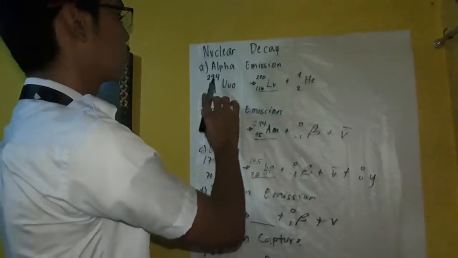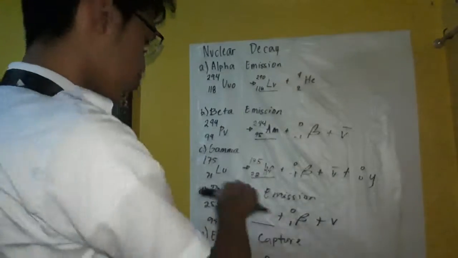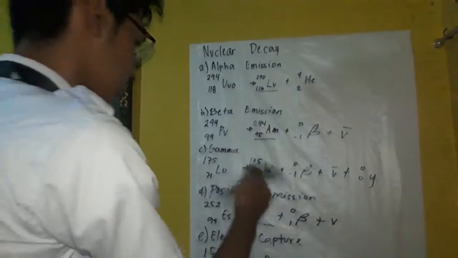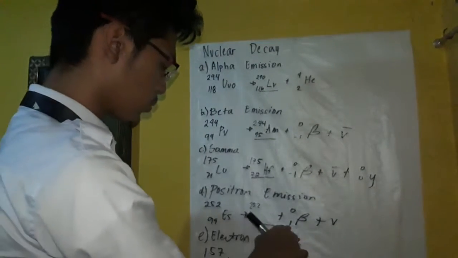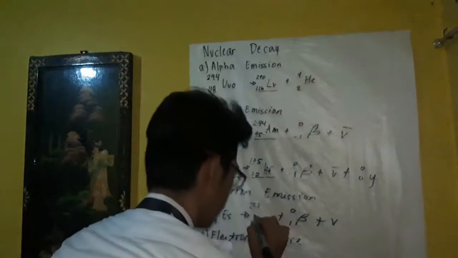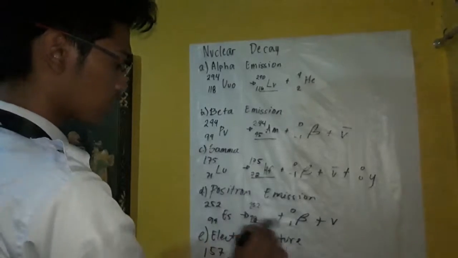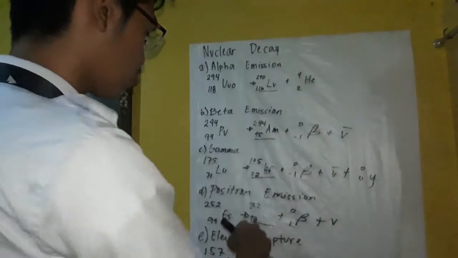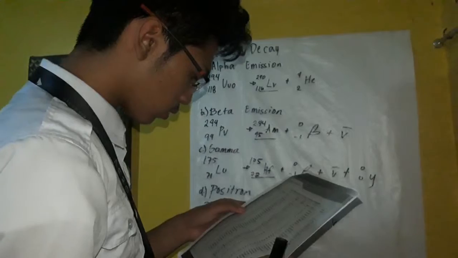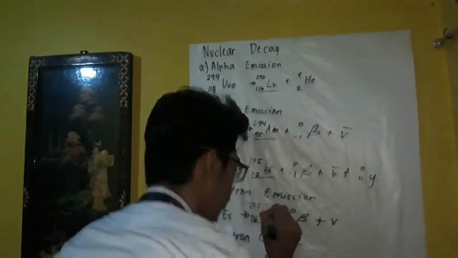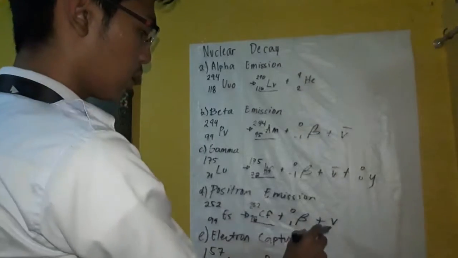You should just subtract. And let's go now to the positron emission. So positron emission 252, 0, so it will remain 252. And 99 minus 1 is equal to 98. By the way, in positron emission, it is positive 1, so it will become 98. So 98 plus 1 is equal to 99. Now let us look at 98. So 98 is californium. Okay, it's californium. So that's it, and it is neutrino.